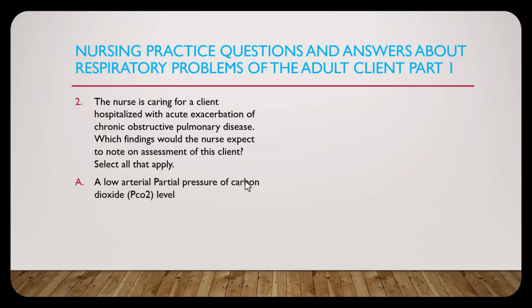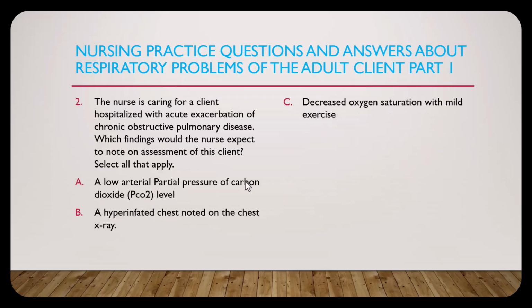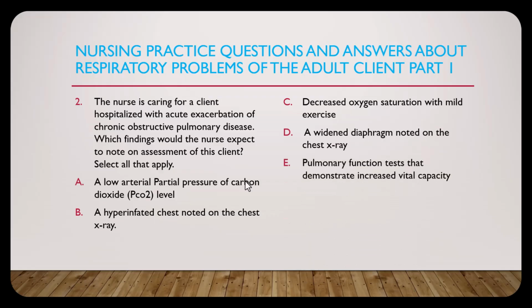Option A, a low arterial partial pressure of carbon dioxide level. Option B, a hyperinflated chest noted on the chest X-ray. Option C, decreased oxygen saturation with mild exercise. Option D, a widened diaphragm noted on chest X-ray. Option E, pulmonary function tests that demonstrate increased vital capacity.